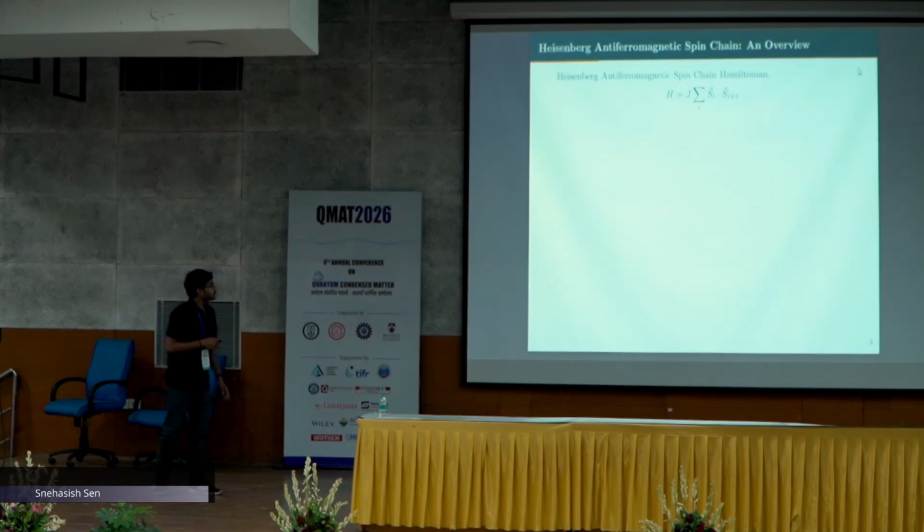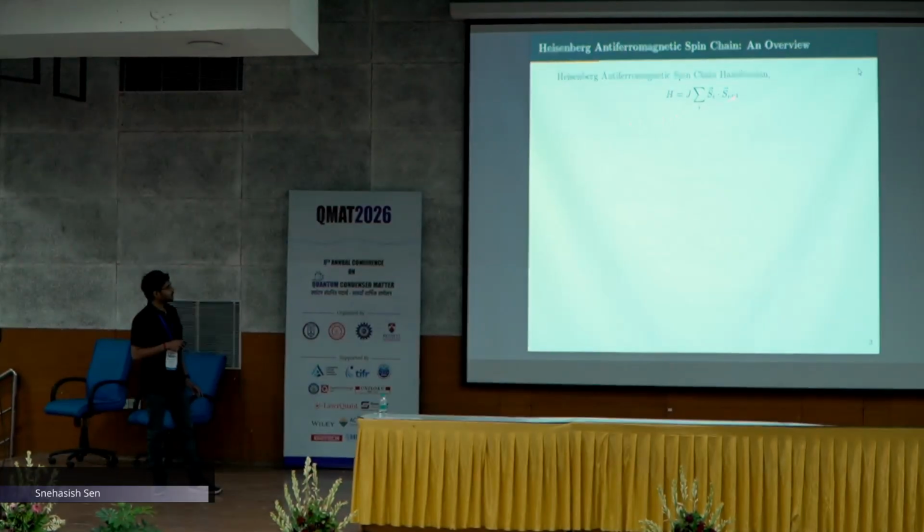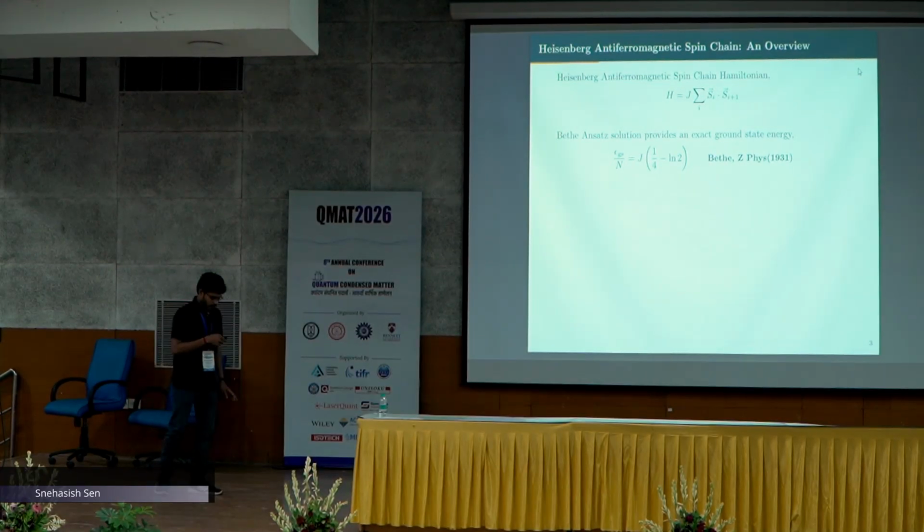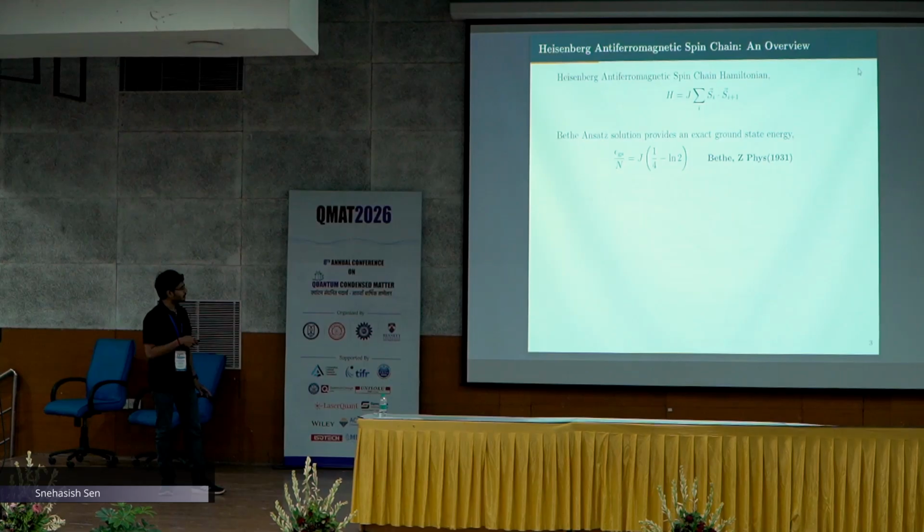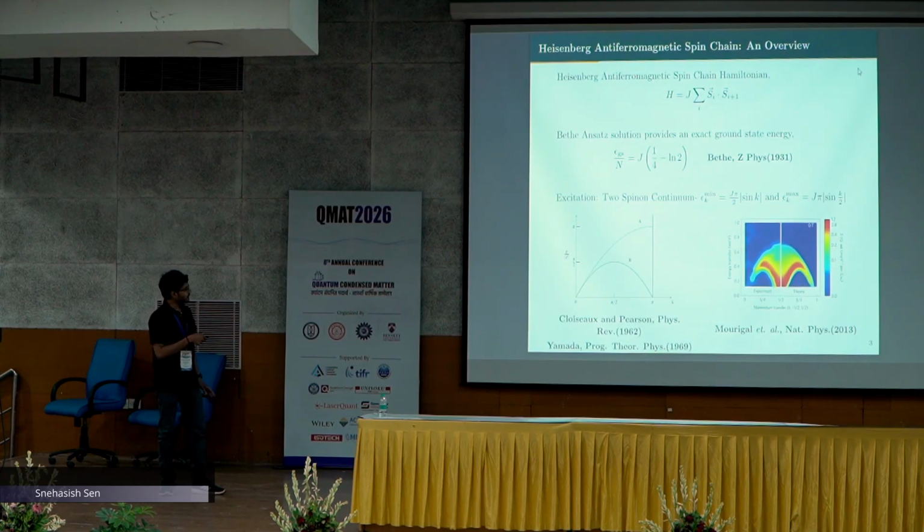So for the uniform chain, the Hamiltonian is simply this, and the ground state energy is given exactly by the Bethe-Ansatz solution. The excitation over the ground state is a two-spinon continuum, which is bounded by these two lines. These results are important, and I will be referring to them quite often.